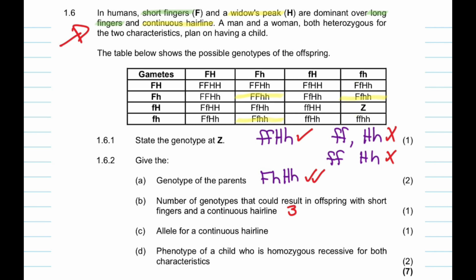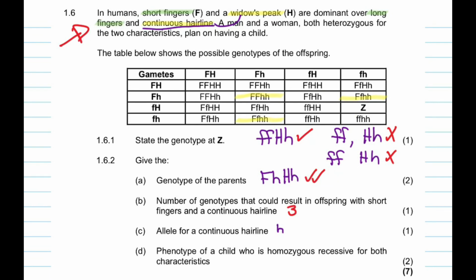Then in number C, they ask us for the allele for a continuous hairline. Now remember, they didn't give us the allele there, but they did connect it to another characteristic. And if the dominant one has got the capital H, it means that the continuous hairline will have a small h.